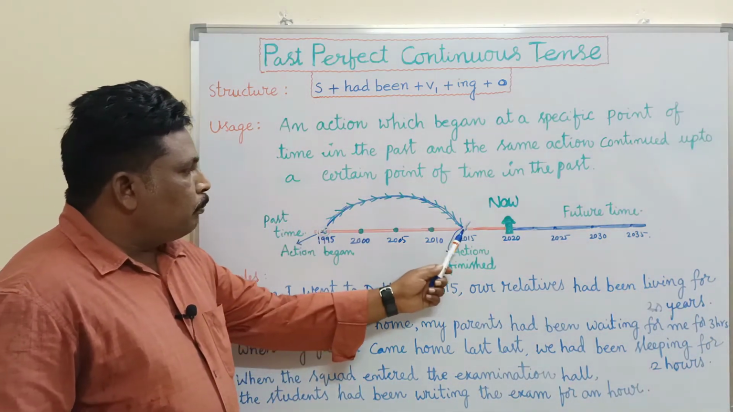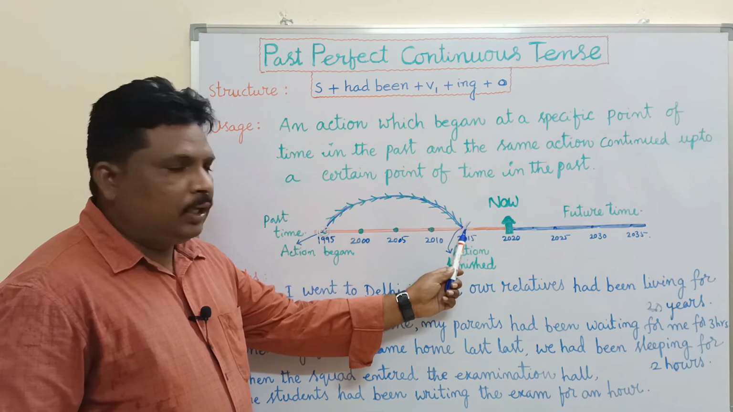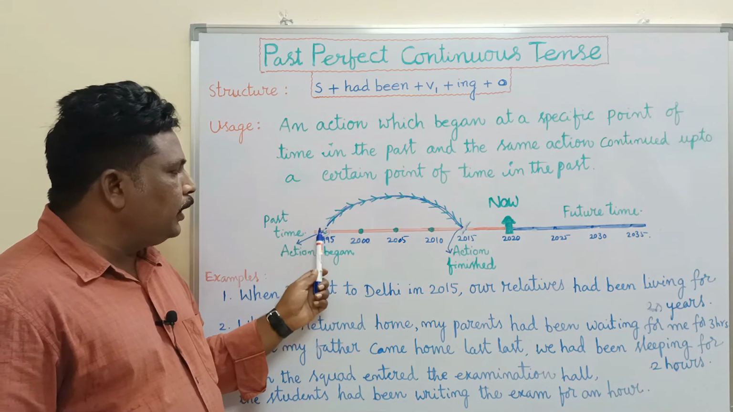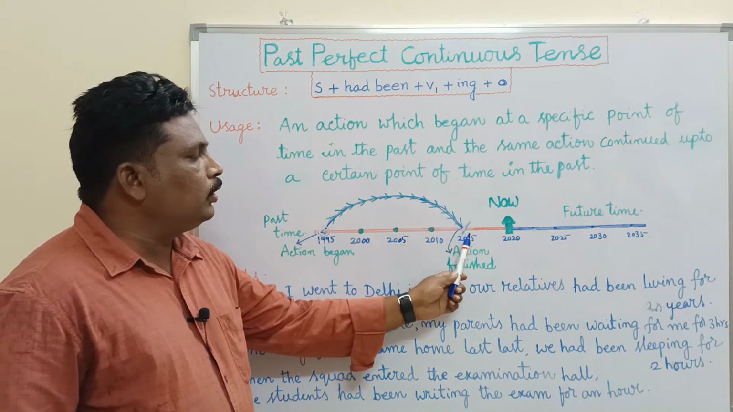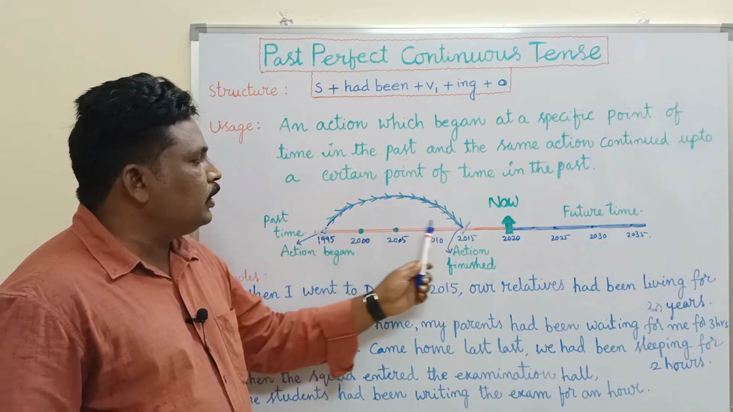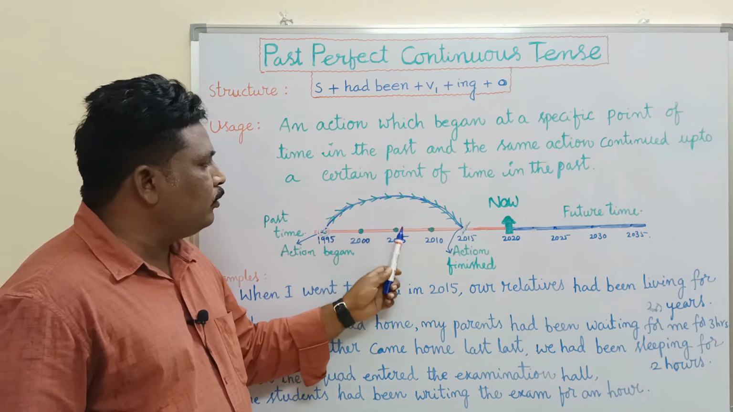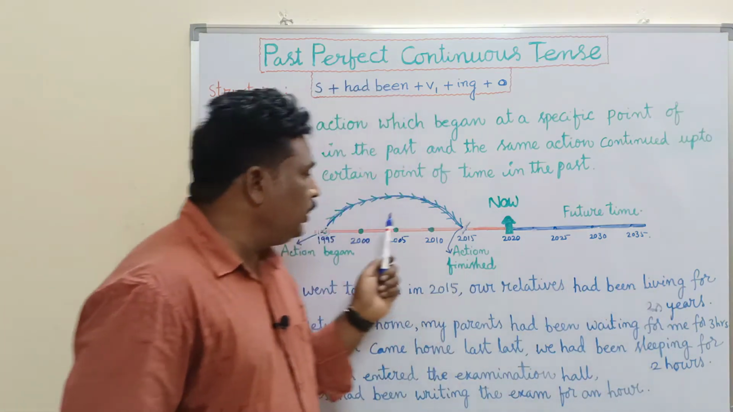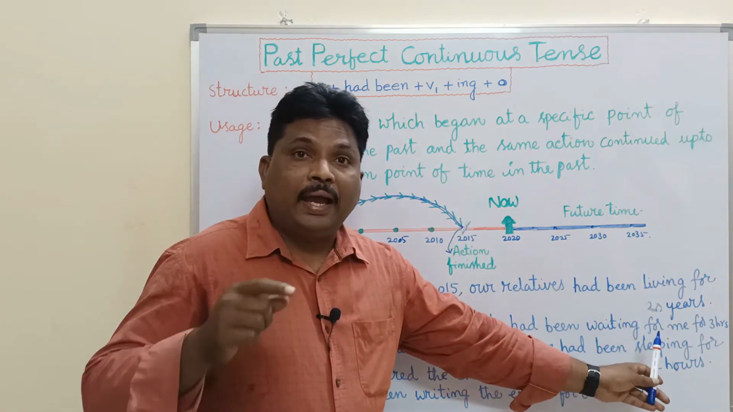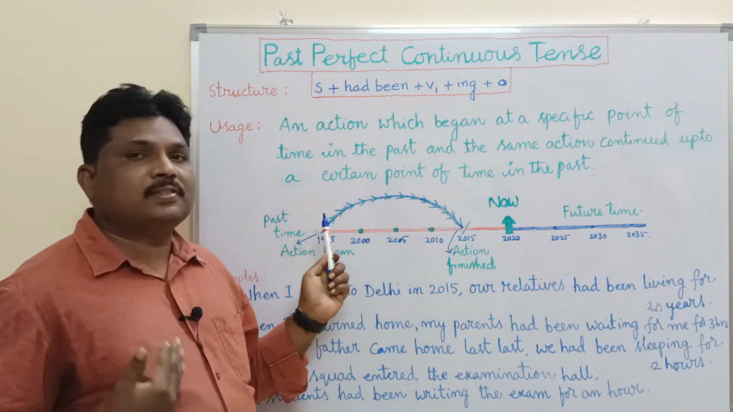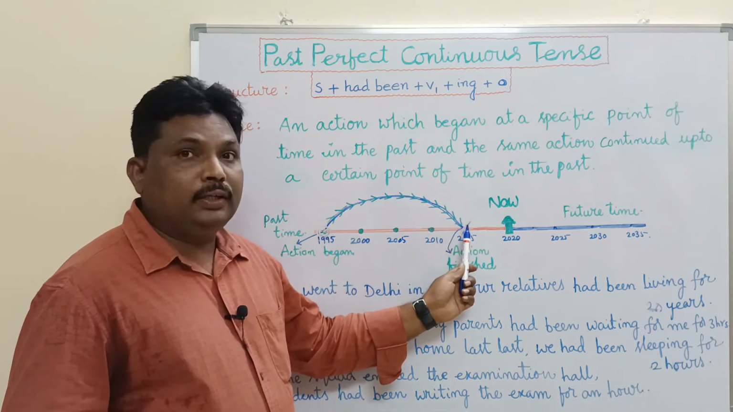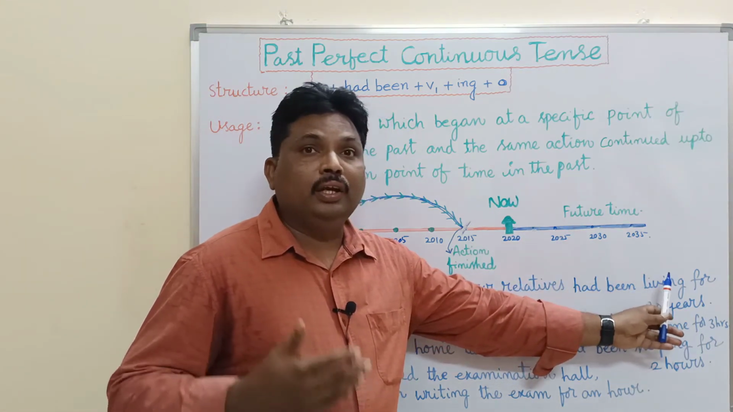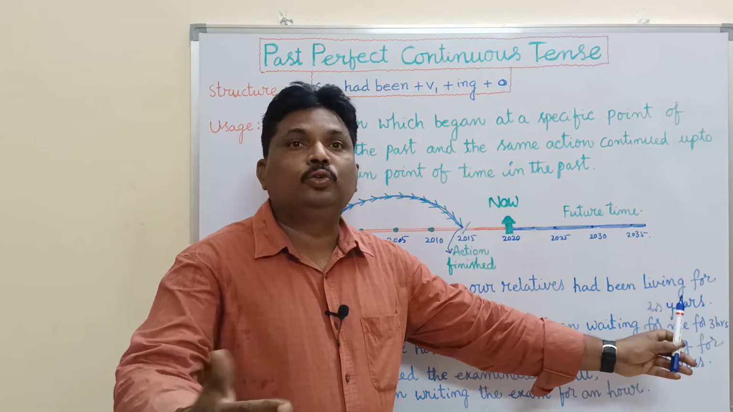See, in the year 2015, I went to Delhi. So, our relatives started living in Delhi in the year 1995. And by the time I went to Delhi in the year 2015, it was nearly 20 years. So, our relatives had been living there for 20 years. Their action started 20 years ago, and when I went to Delhi in 2015, their action of living in Delhi was completed for 20 years.